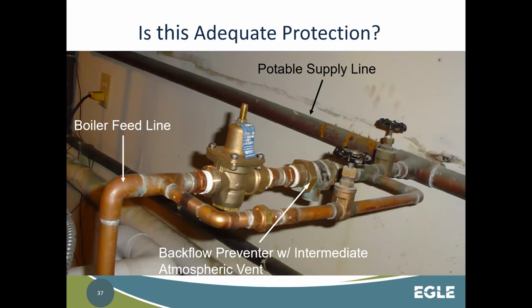How about this? Is this adequate protection? Look, there's a vented double check valve behind the diaphragm valve there. Well, let's just bypass it. Who cares? Let's put a bypass in. Yeah, because that's a good idea. All right. No, this is not approved. You don't bypass your backflow preventer. All right.